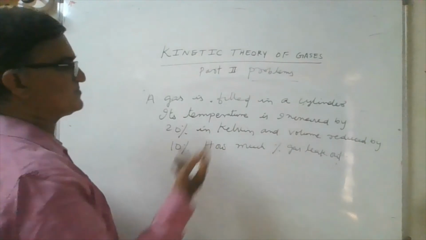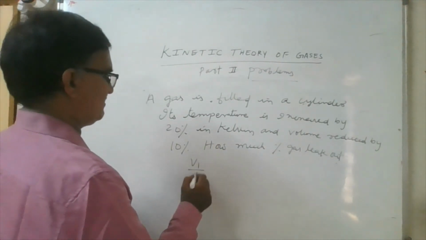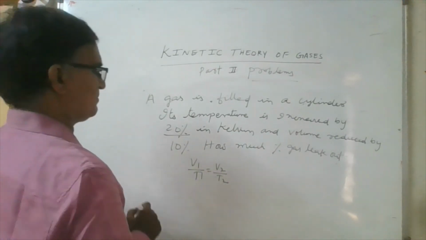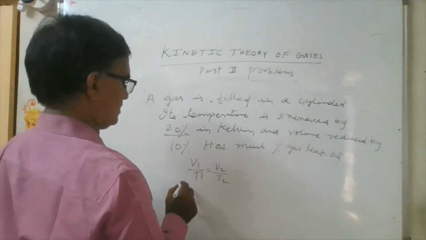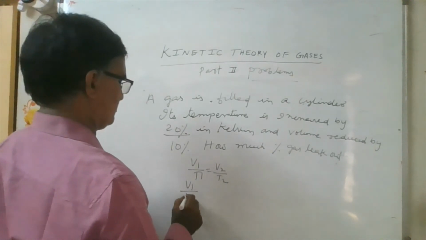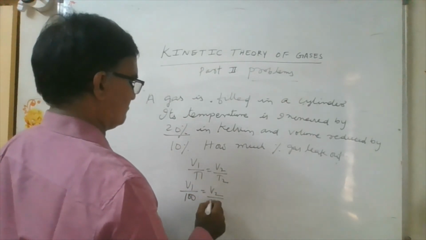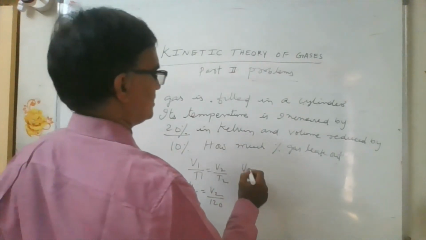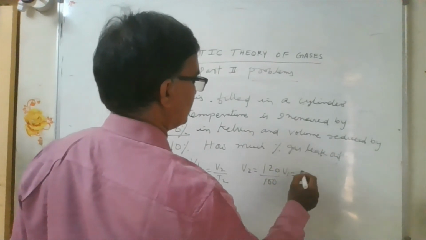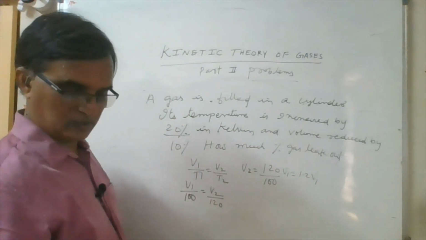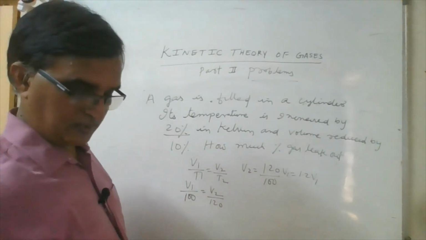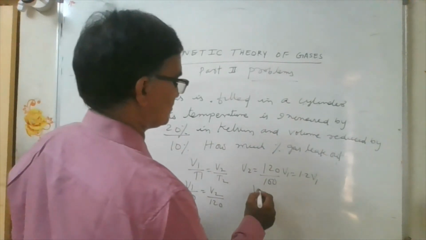So two steps you have to take. First, initially V1 by T1 is equal to V2 by T2. In the first case, the temperature increased by 20%. So if you take V1 by 100 is equal to V2 by 120, initial 100 you should take. So V2 is equal to 120 by 100 into V1. So how much is the volume increased? 1.2 V. Volume is 1.2 V. Okay.